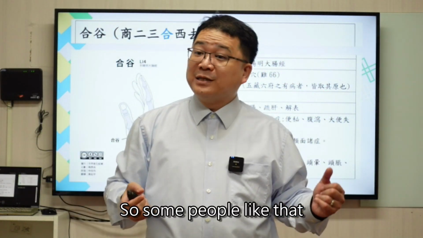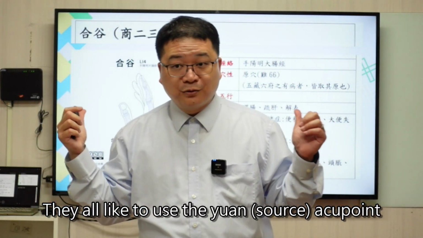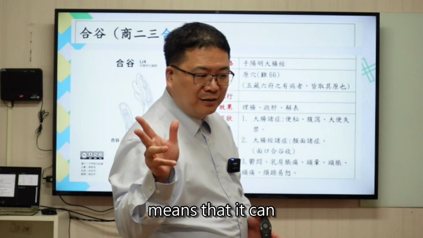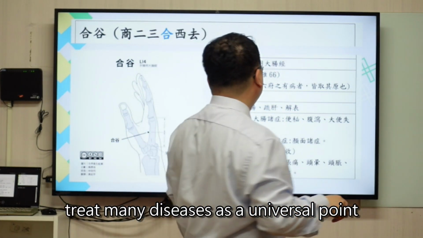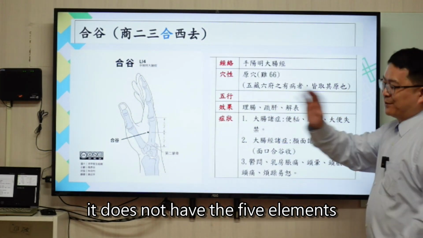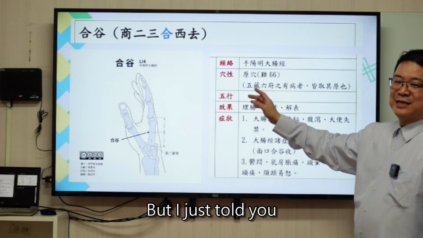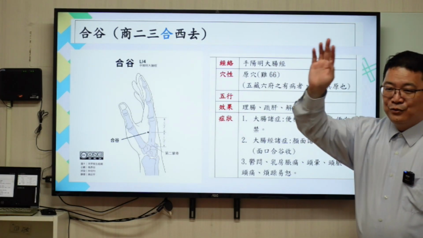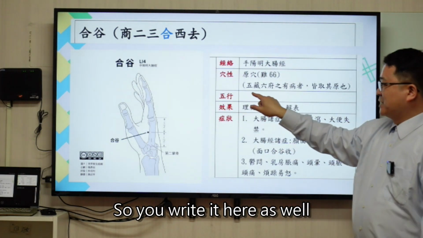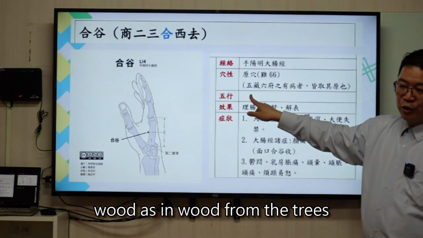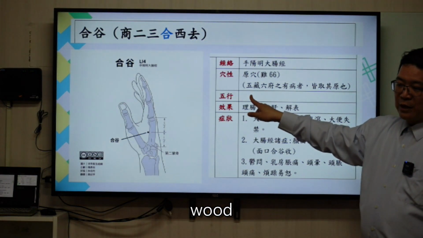So some people like that. They all like to use the yuan, source, acupoint. You also know the yuan, source point, can treat many diseases as a universal point. It does not have the 5 elements. It is not written in the ancient 5 books, elements, but I just told you. So you write it here as well. Wood acupoint. Wood is in wood from the trees.